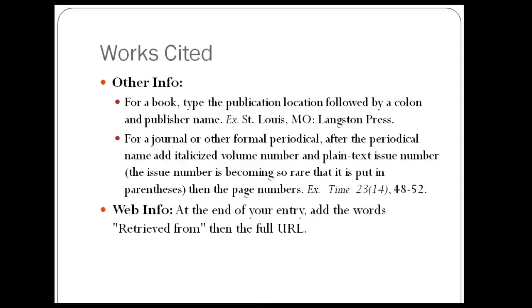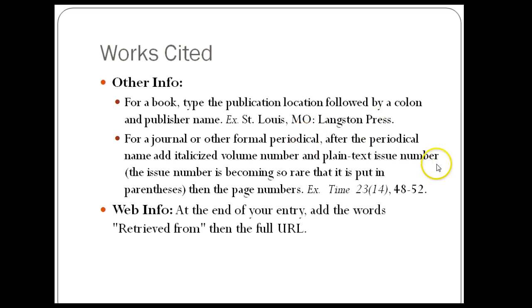Other things you need to know for a works cited entry. For a book, we'll also need to know the publication location and publisher name. You use the actual city, comma, and the 2-letter initial or abbreviation for the actual state, a colon, and then the actual name of the company.